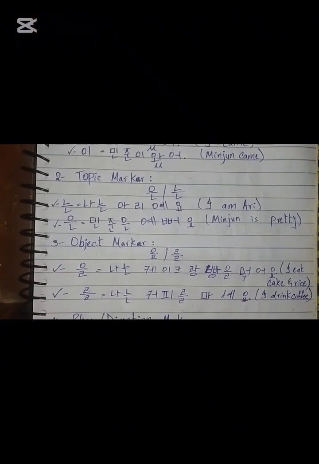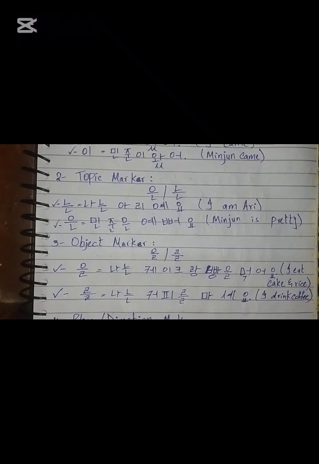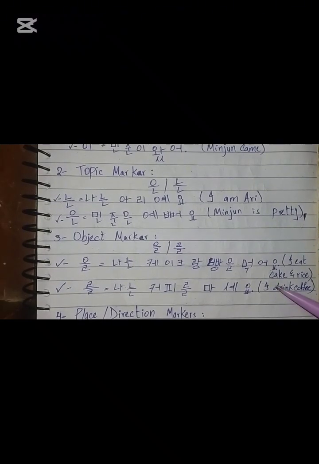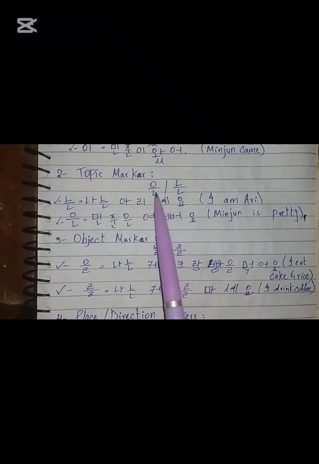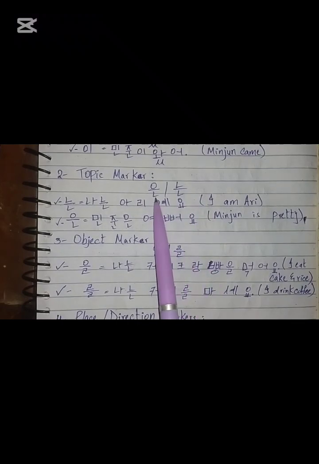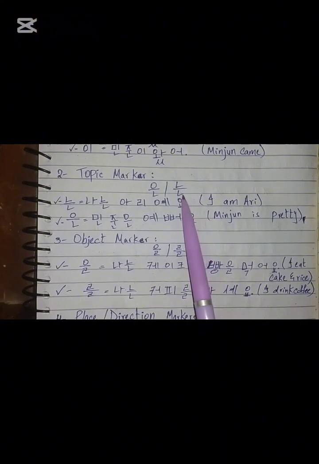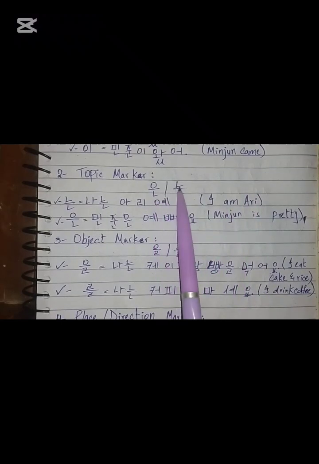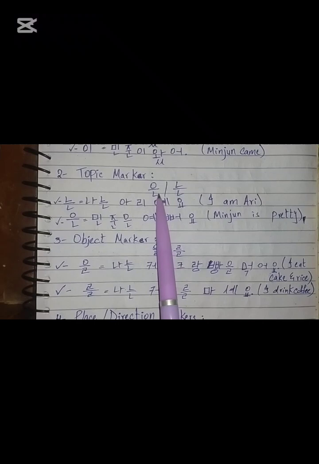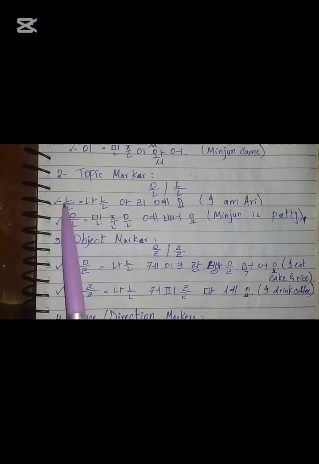Next we have the topic marker. The topic markers are 은 and 는. Same as in the previous case, whenever there is a word ending with a consonant, we use 은, and whenever there is a word ending with a vowel, we use 는. So whenever the subject is ending with a vowel, we use 는, and whenever a consonant, we use 은. Alright, so let's see the example for 는.